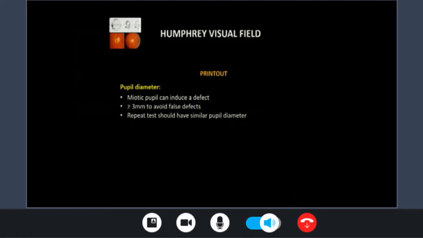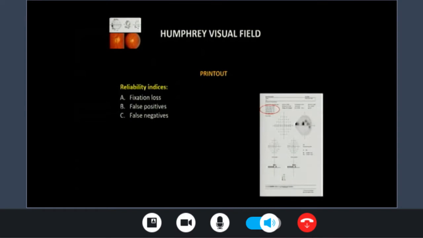3 millimeter and more is an acceptable pupil diameter to interpret the visual field changes. Sometimes we can agree that 2.5 millimeter will be acceptable if you have it on the patient's initial presentation. So that's why we need to stress the point that repeat tests should have similar pupil diameter. You might accept a 0.5 millimeter change in extreme conditions.